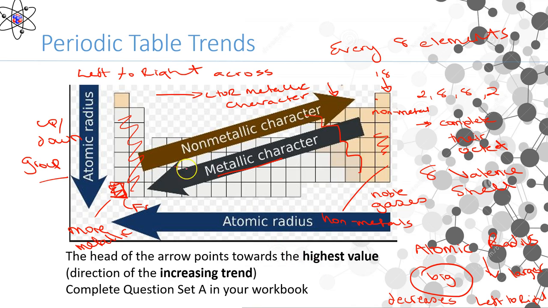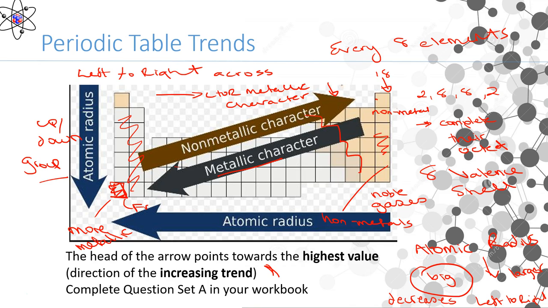Okay, so you'll see lots of diagrams like this on the internet where the head of the arrow points towards the highest value or the direction of the increasing trend. So we have trends that talk about atomic radius, metallic character, reactivity, and things like that. The more we learn about these trends, and some of them are outlined in your textbook, the more we can understand about the elements in the periodic table.